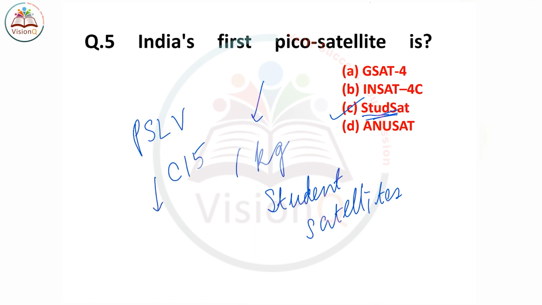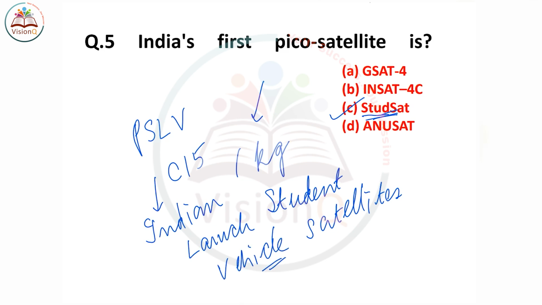This is one Indian launch vehicle. PSLV, that is the Polar Satellite Launching Vehicle, is basically an Indian launch vehicle. And this satellite was launched by the PSLV C-15 launch vehicle. And it was developed by a group of 7 engineering colleges from Karnataka and Andhra Pradesh.